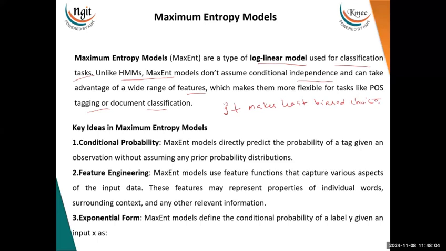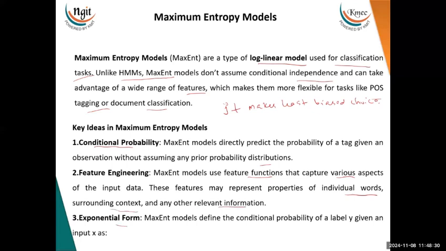So the key ideas in maximum entropy models. First one is conditional probability. Maximum entropy models directly predict the probability of a tag given an observation without assuming any prior probability distribution. Feature engineering: maximum entropy models use feature functions that capture various aspects of input data. These features may represent properties of individual words, surrounding context, and any other relevant information.